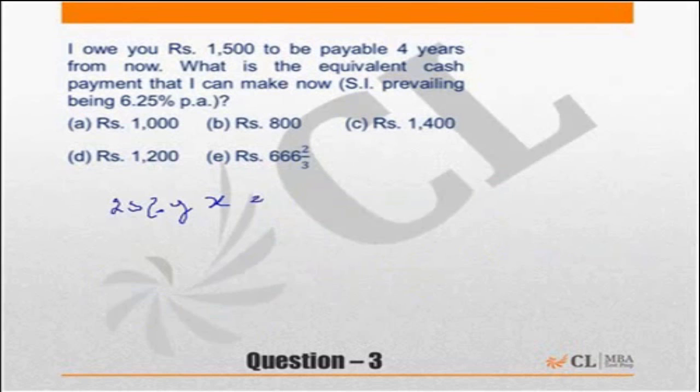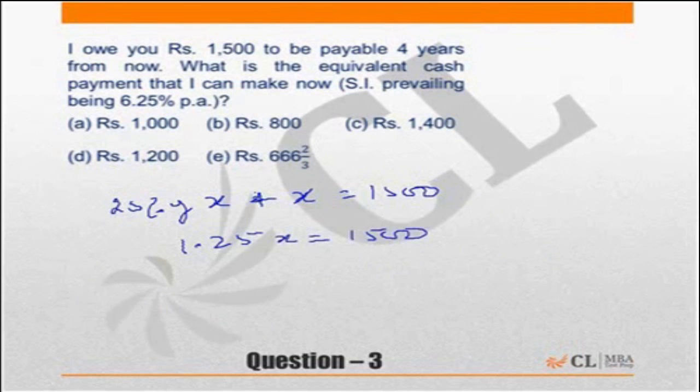And this added to X should take you to 1500 rupees, or 1.25X should be equal to 1500. Okay. The key thing here was to understand that if you are paying today, the person whom you pay has the option of earning interest on that, hence you will pay lesser today, or the current principal plus the interest should add up to 1500 rupees in the given period.